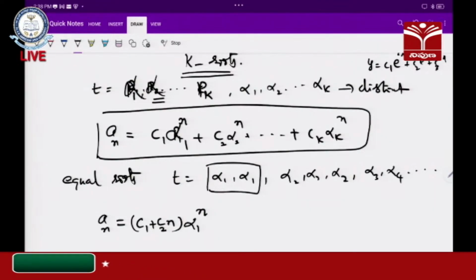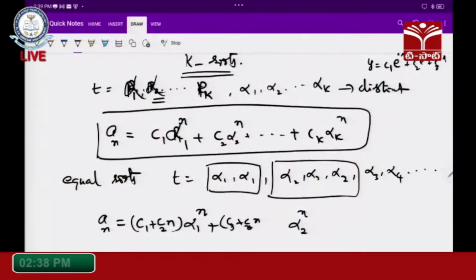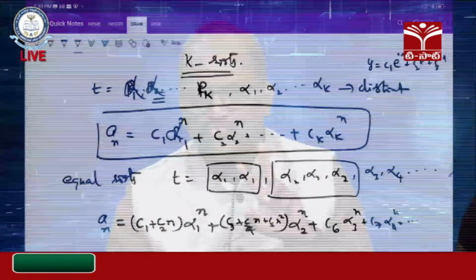If a root is repeated 2 times, or if it is repeated 3 times, say alpha 2, we will get a repeated root and the coefficient is a second degree polynomial. Exactly, alpha 2 power n and its coefficient is the second degree polynomial C3 plus C4 n plus C5 n square and so on. Now, remaining roots are distinct. Therefore, C6 alpha 3 power n, C7 alpha 4 power n and so on, like this. Only these two are the cases: when the roots are distinct and when the roots are repeated.